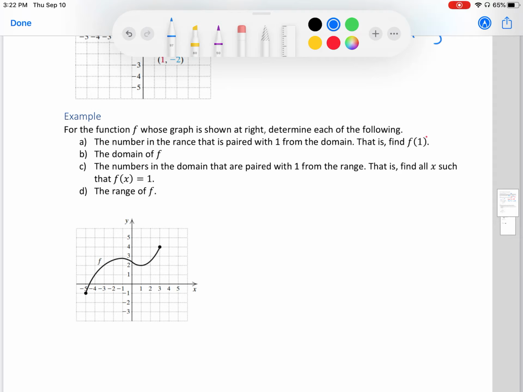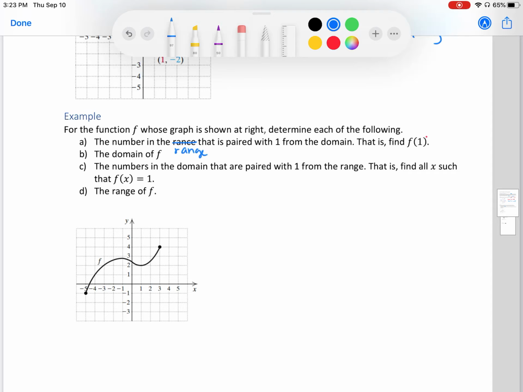Example. For the function f whose graph is shown at the right, determine each of the following. A, the number of the range that is paired with 1 from the domain, that is, find f of 1. B, the domain of f. C, the numbers in the domain that are paired with 1 from the range, that is, find all x such that f of x equals 1. And D, the range of f.